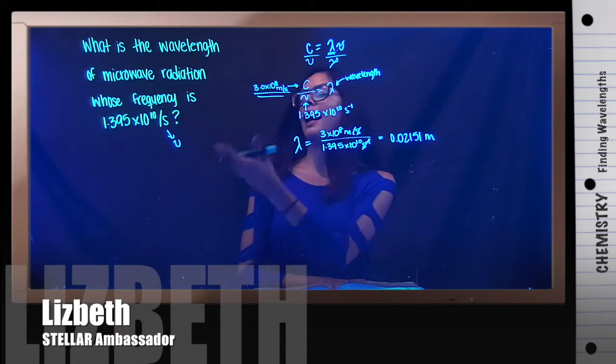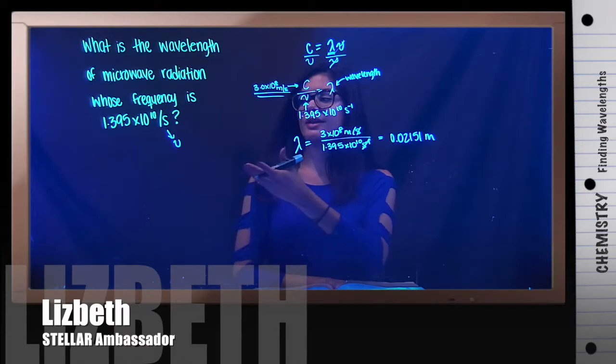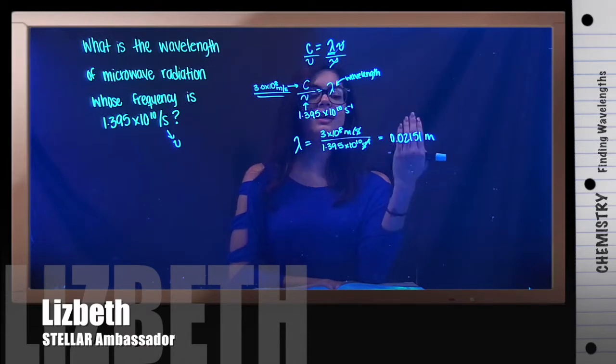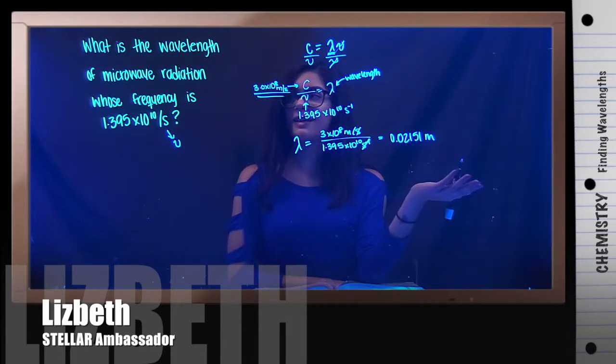So the wavelength at a frequency of 1.395 times 10 to the 10th inverse seconds is going to be 0.02151 meters. And that's how you find wavelength.